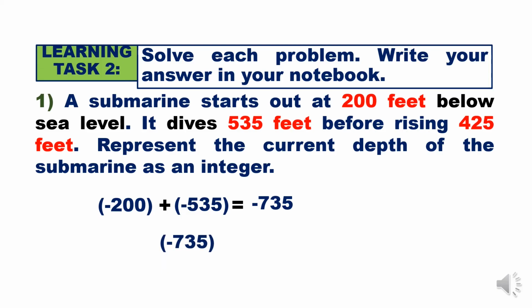Then negative 735 plus positive 425. Rising represents positive. So negative 735 plus 425 equals negative 310. Why is it negative 310? 735, because they have different signs, minus 425, the answer is 310. We use the negative sign of the bigger number. So the answer is negative 310.